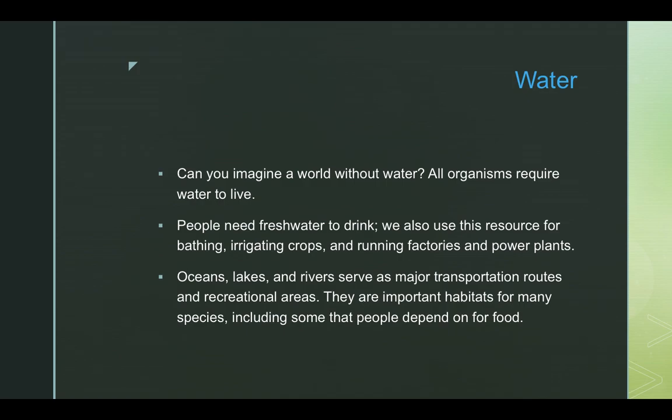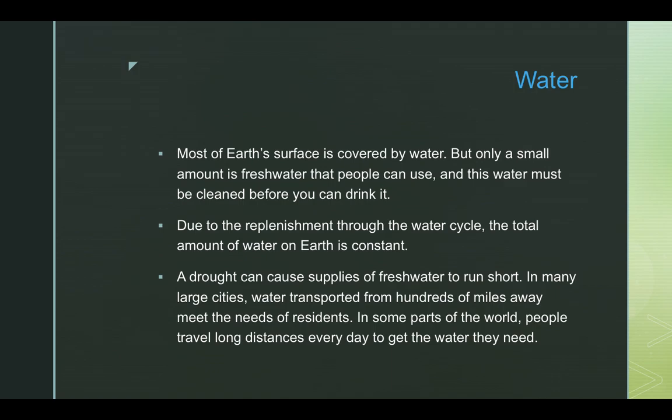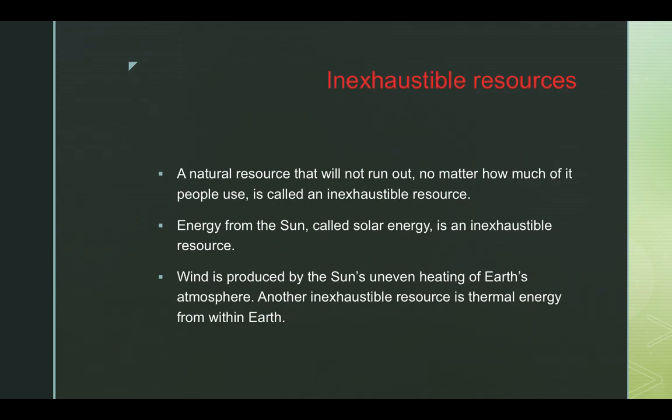So water, most civilizations have been built around water. So it's very important and it is a renewable resource. Most of Earth's surface is covered by water, but only a small amount is fresh water that people can use. And this water must be cleaned before you drink it. Due to replenishment through the water cycle, the total amount of water on Earth is constant. A drought can cause supplies of fresh water to run short in many large cities. Water transported from hundreds of miles away meets the needs of residents. So that's like the picture at the beginning of the lesson, that man-made river, that aqueduct that brought fresh water to Los Angeles.